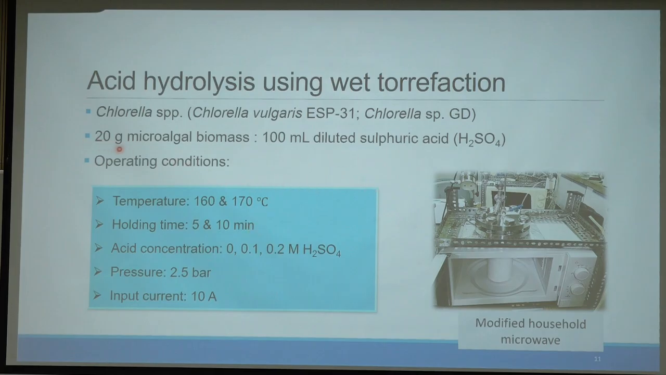This is the amount: 20 grams of microalgae with 100 ml of dilute sulfuric acid. This is the amount that we are using. Just now, someone asked what amount we are using.